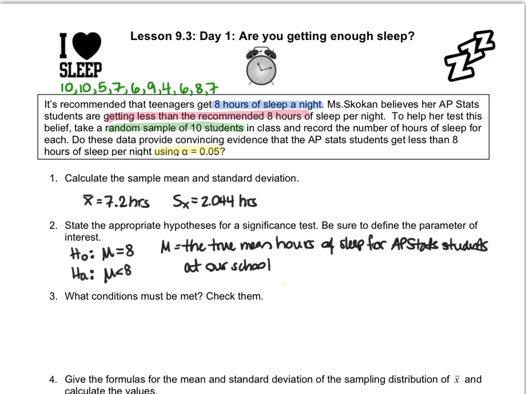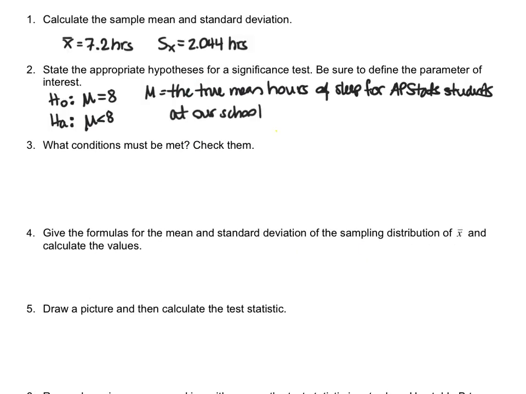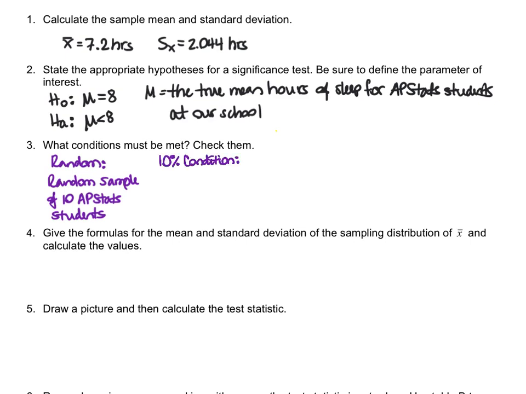Okay, at this point we're ready to check conditions. The first condition is the random condition, and we know that we took a random sample of 10 students. The next condition for us to check is the 10% condition. We definitely did not meet this condition because our population is not more than 10 times our sample size, because we don't have at least 100 AP Stats students. So we recognize that this condition, the 10% condition, is not met.